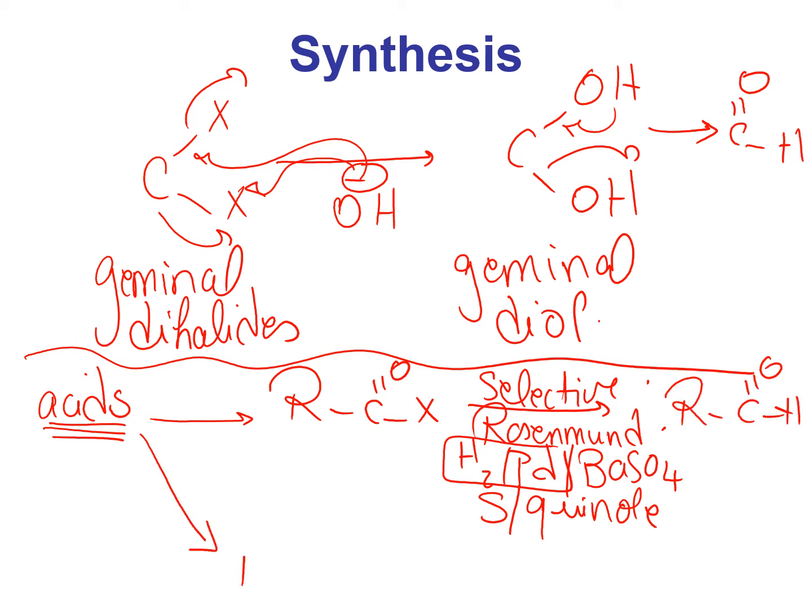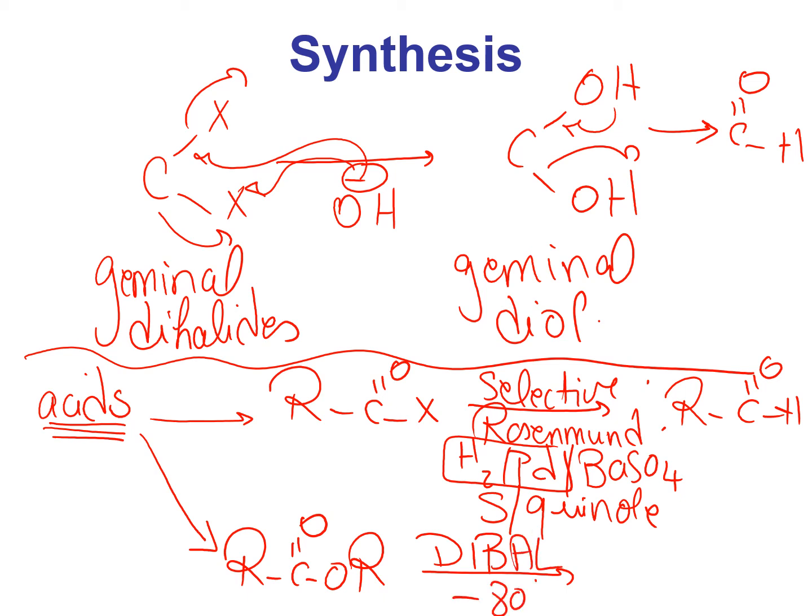You can also reduce esters using a selective reducing agent, which is the DIBAL at negative 80 degrees centigrade, and you again will end up with the aldehyde. So this is how you can prepare carbonyl compounds, which are the aldehydes from acid derivatives. You can prepare them from the acid halides using the Rosenmund reduction, giving the aldehyde, or the ester using the DIBAL, giving the aldehyde. However, if you need to prepare the ketone, you will have to use Grignard or organometallic agents. How do we do that?